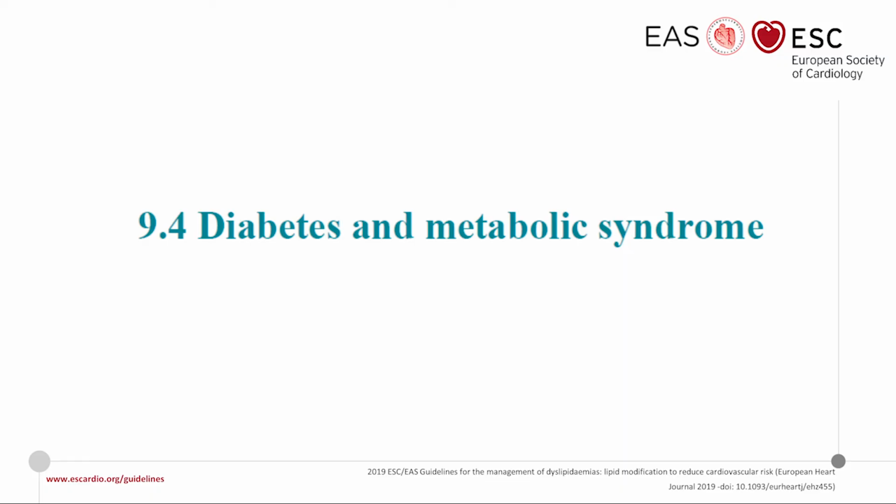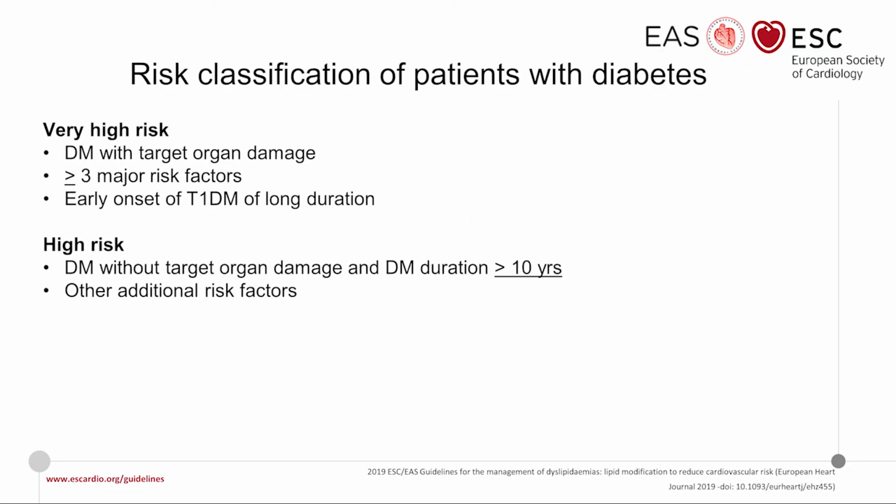As with familial hypercholesterolemia, we subdivide patients with diabetes into very high-risk patients and high-risk patients. Very high-risk patients are patients with target organ damage, if they have more than 3 risk factors, and also patients with early onset of type 1 diabetes of long duration. High-risk patients are diabetes patients without target organ damage and a diabetes duration of more than 10 years, or if they have other additional risk factors.